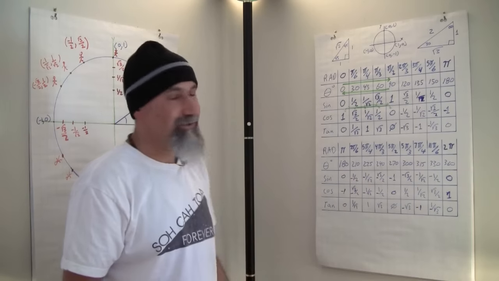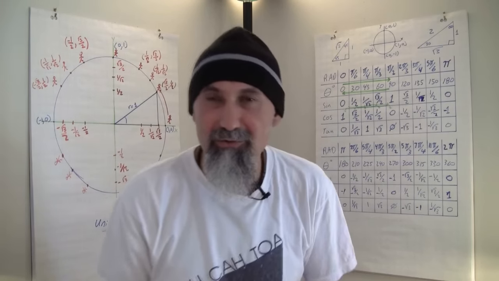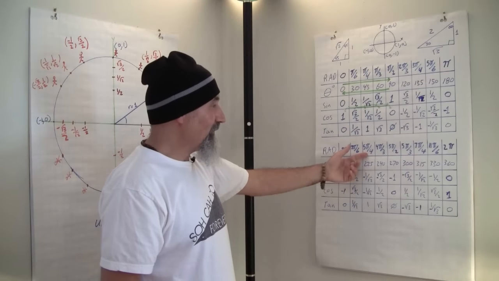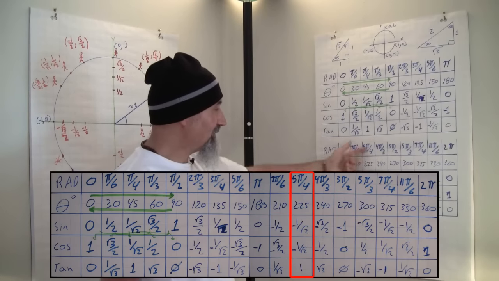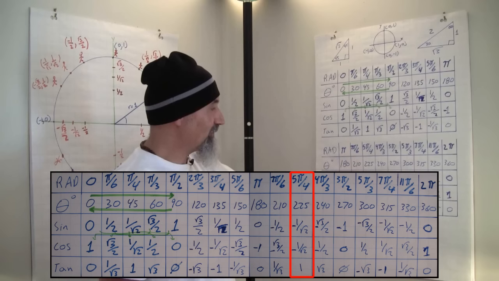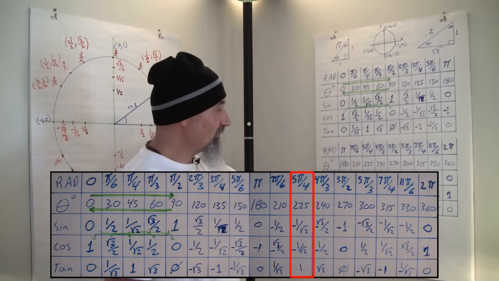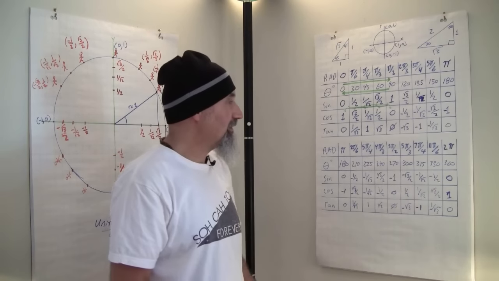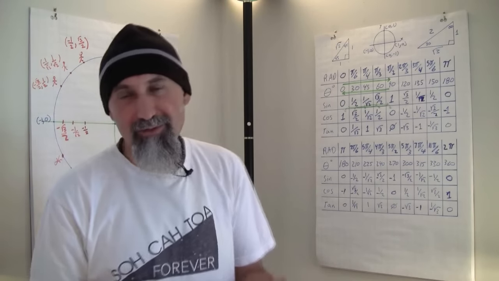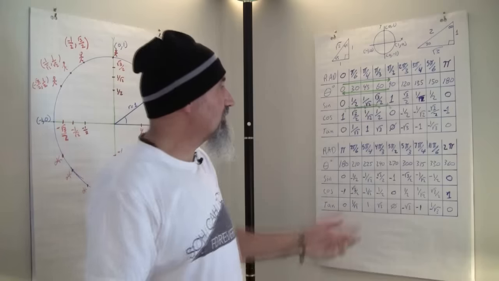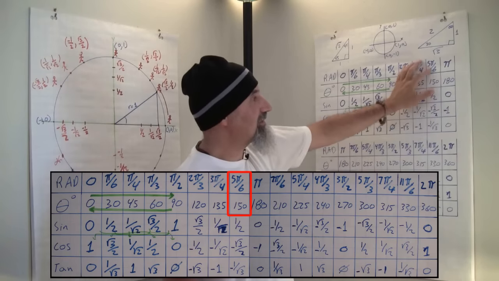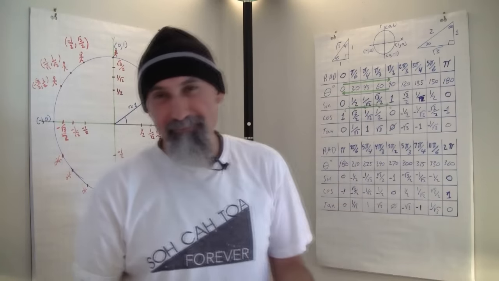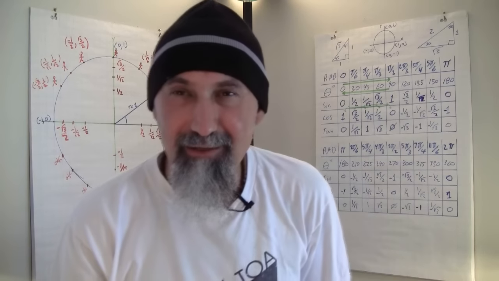Or they could ask you, give the three trig ratios for, I don't know, 5 pi over 4. So you would come down here and go, oh, sine of 5 pi over 4 is negative 1 over root 2, negative 1 over root 2 for cos, and 1 for tan, right? They can ask you to convert 150 degrees to radians. And all you would do is come up here and go 150 degrees is 5 pi over 6, right? We end up using this a lot, okay?